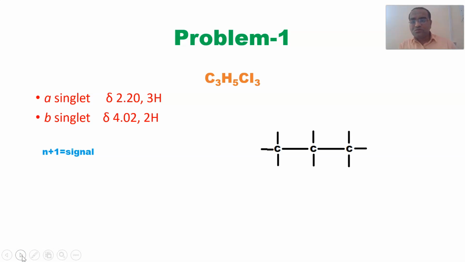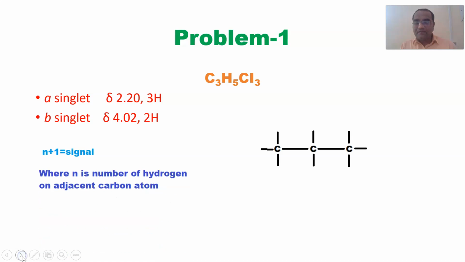Now coming towards the n+1 rule, if we apply it for a signal, n should be 0 because it is giving only a singlet. It means that the adjacent carbon does not have any type of hydrogen. Right? A singlet means that there is no hydrogen on the adjacent carbon atom.